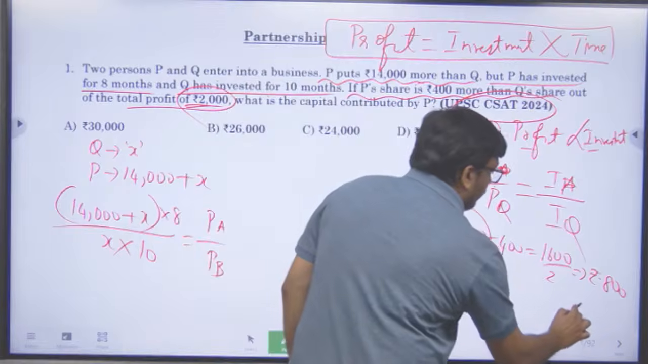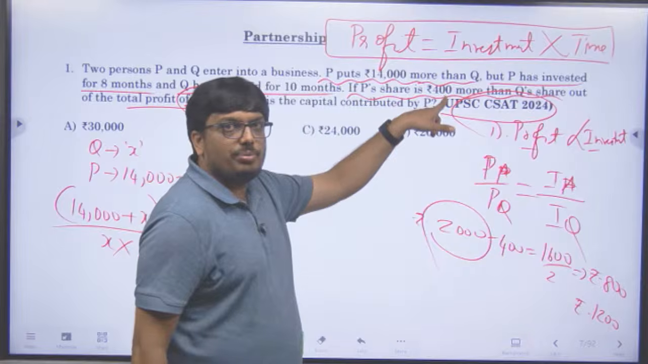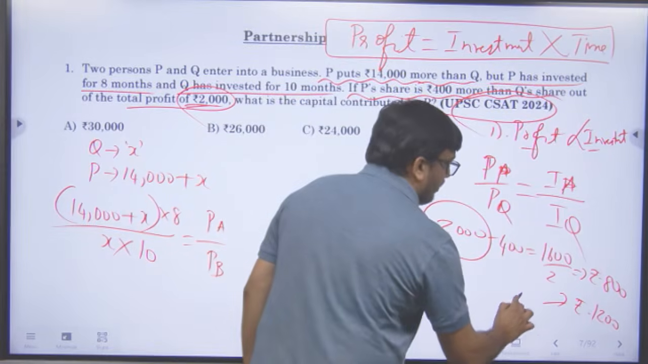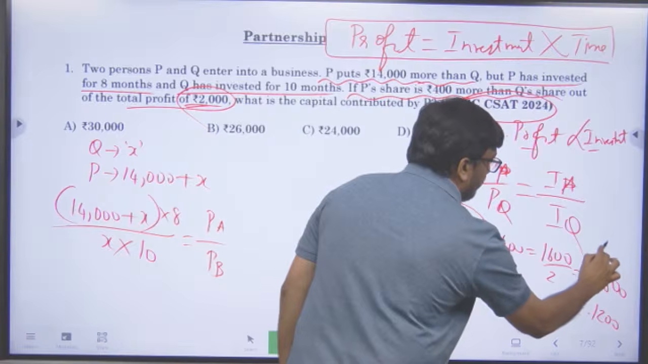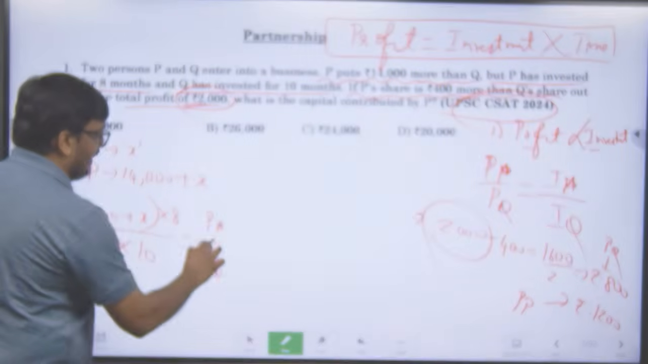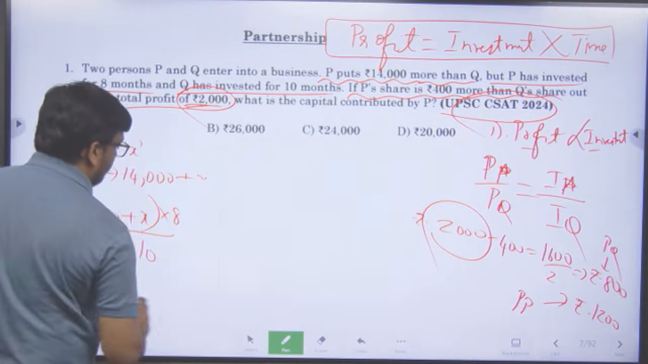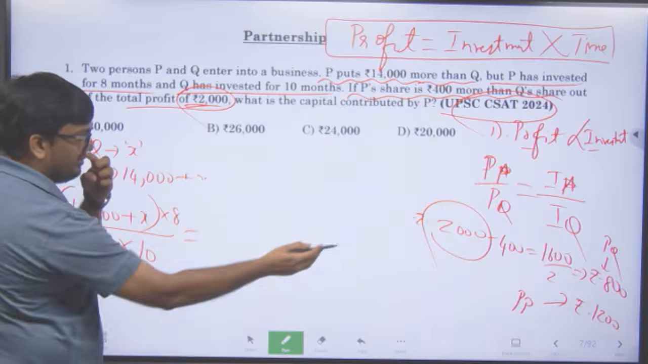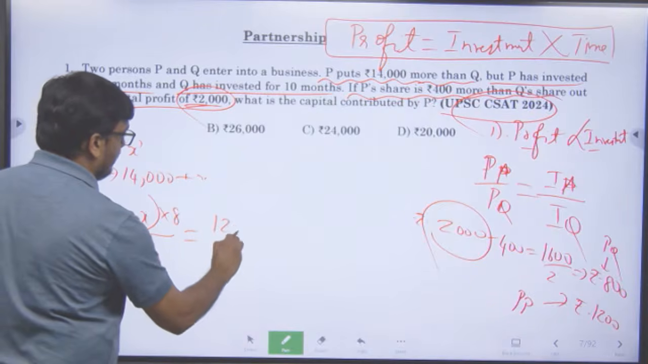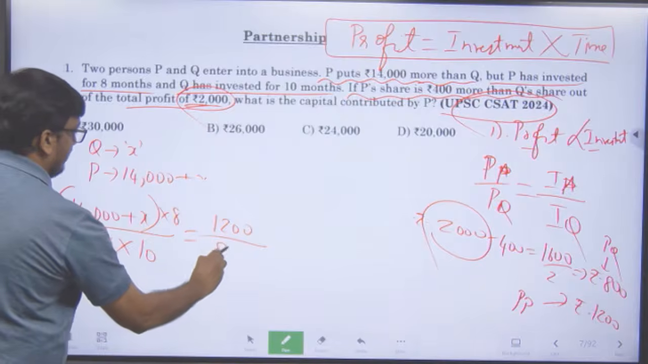Definitely 2000 minus 800, 1200. P is getting more, so definitely this is profit of P. This is profit of Q. Therefore, profit of P, profit of Q. Write the values then. Profit of P, that is 1200. Profit of Q, that is rupees 800.